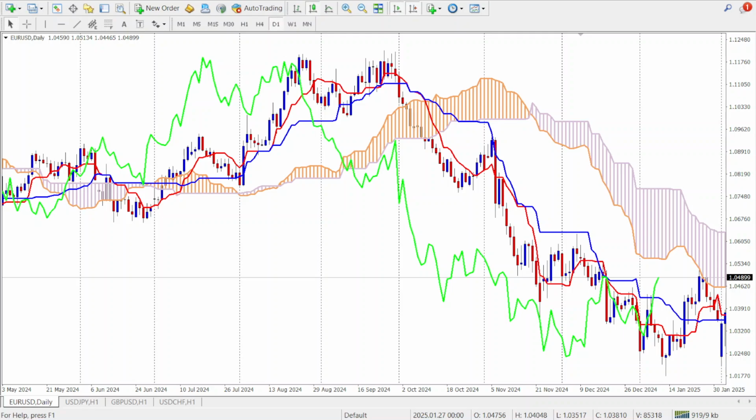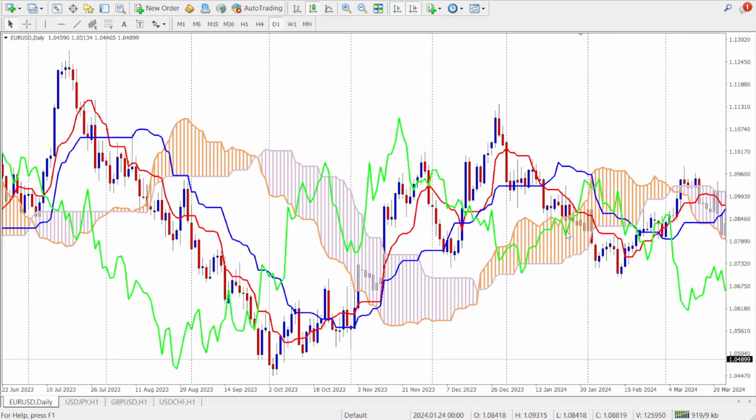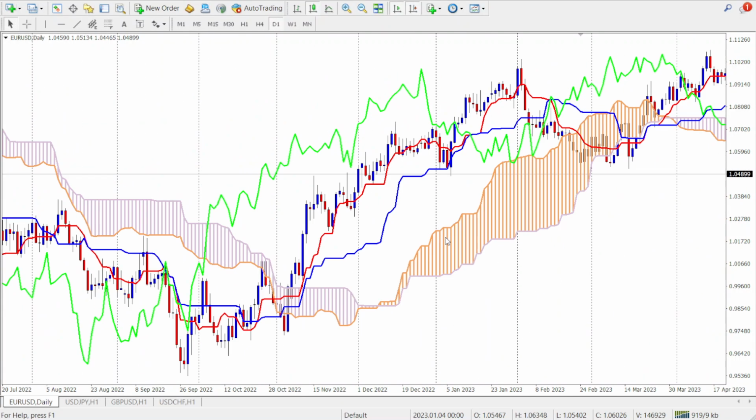Now that we understand the Ichimoku cloud, let's go over how to trade a breakout step by step. For a bullish Ichimoku breakout, when price breaks above the cloud, this signals a potential uptrend. You can see what happened here. The Kumo turns bullish. The cloud ahead turns when price breaks out above.